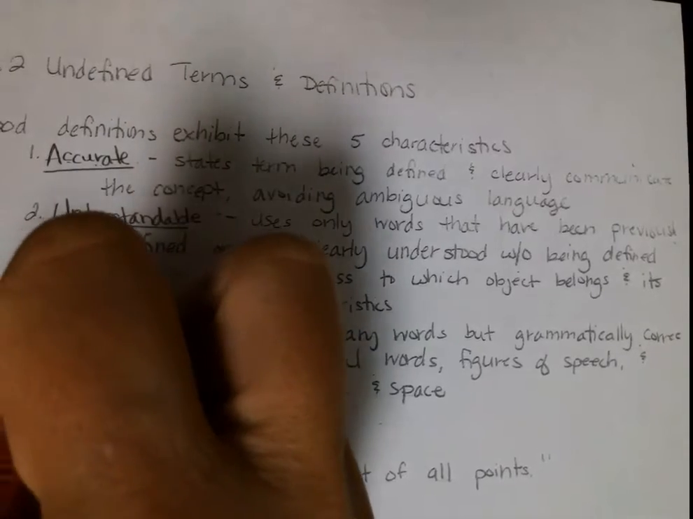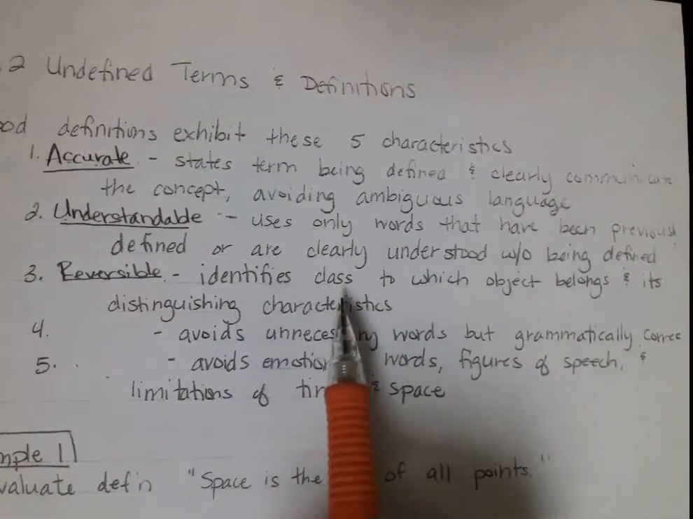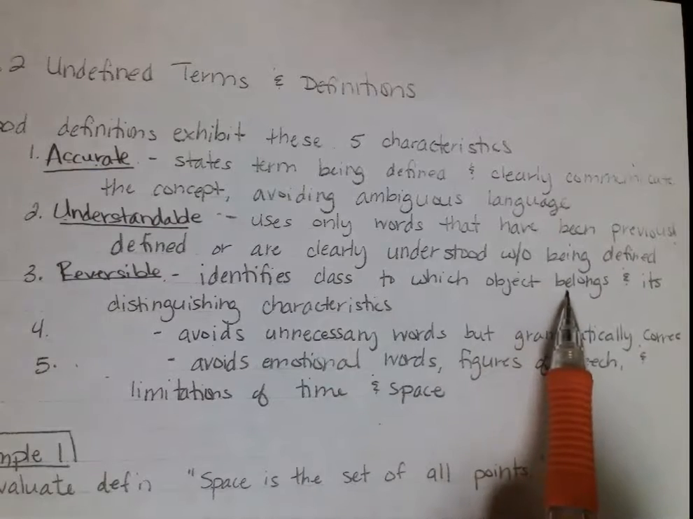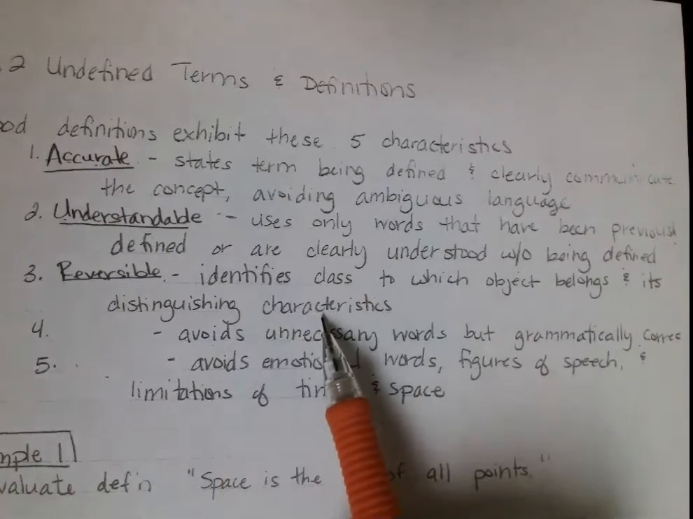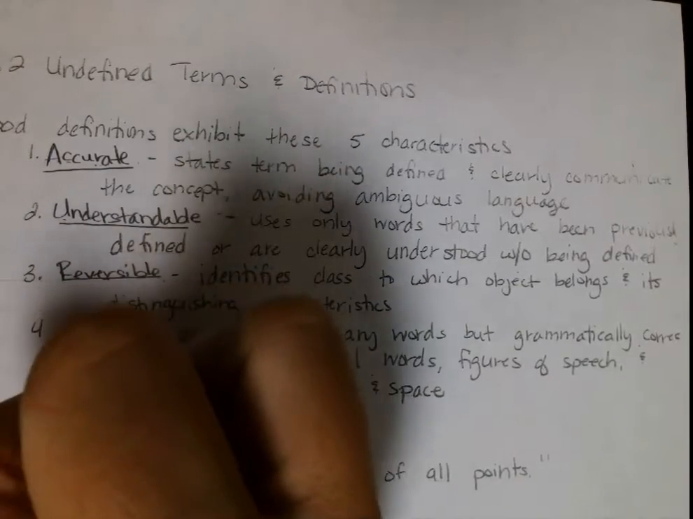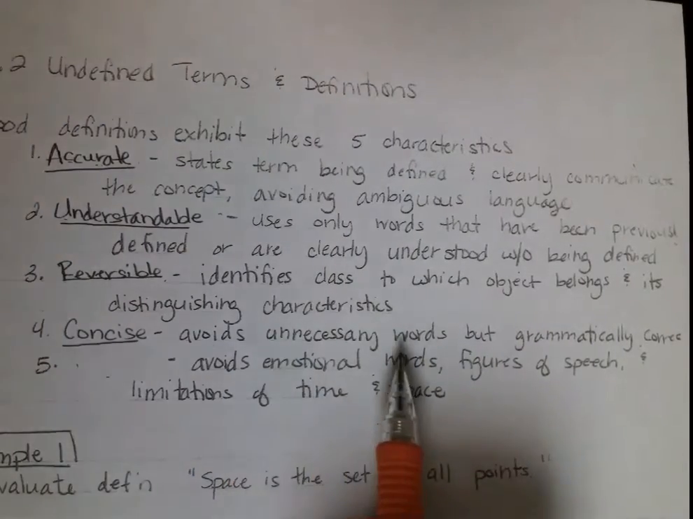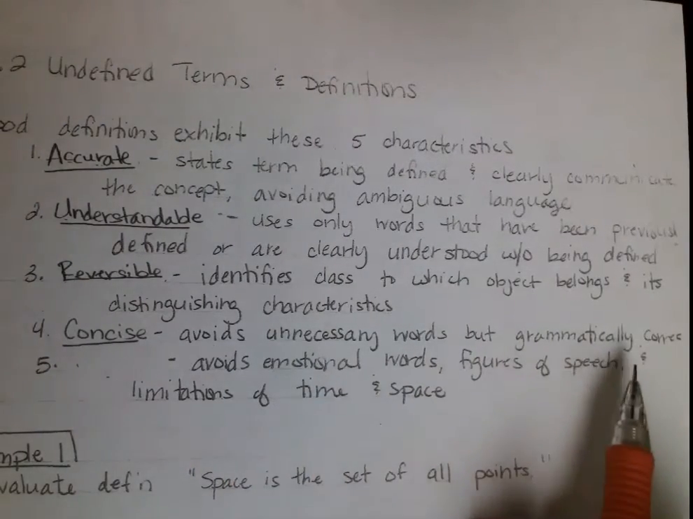Yeah, these definitions should be reversible to make sense. So it identifies a class to which the object belongs and its distinguishing characteristics. We'll look at this some more in a little bit. It'll make more sense. The fourth characteristic is it's concise, short, sweet, and to the point. So it avoids unnecessary words, but is grammatically correct.